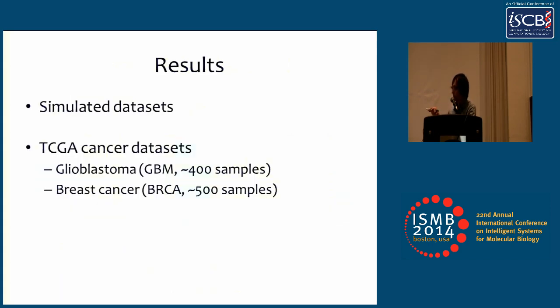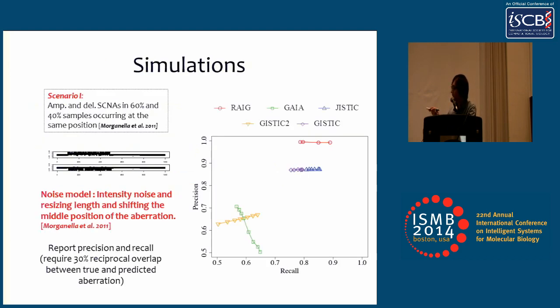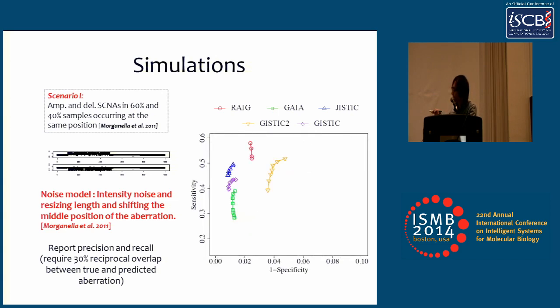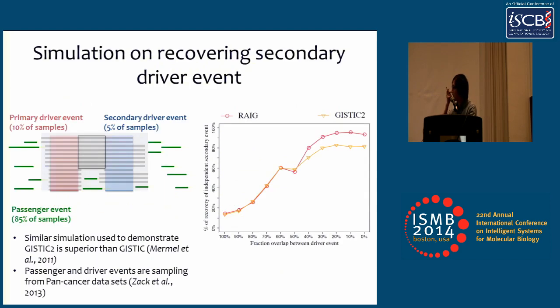So let's apply the results. We have two sets, simulation results and TCGA cancer data sets. In the simulation results, the first simulation is that we implant amplifications and deletions on the genome. Then we introduce some noise, intensity noise and spatial noise, and report the precision and recall. You can see the picture here, red actually outperforms the other approaches. And if you see the sensitivity versus specificity, our approach can achieve the highest sensitivity and also retain some balance of the specificity. And the second simulation is that we want to check whether our approach can recover the events that are nested within the high scoring peak.